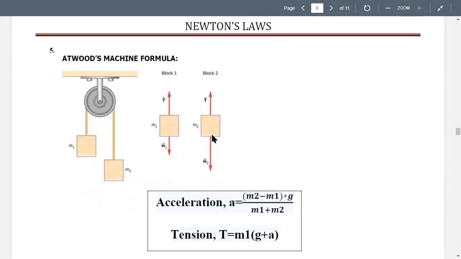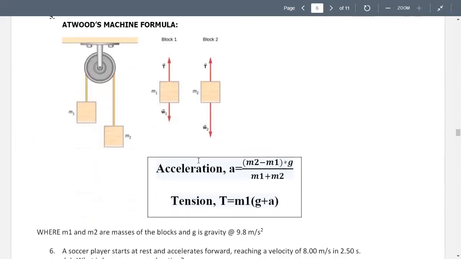So we have this Atwood's machine formula. The Atwood's machine works like this. A pulley is connected here, and then two blocks counteract the whole system. If we separate the free body diagram of the first block here with mass M1, your tension points upwards, and then the weight of the first block points downwards, and the same goes with the second block, okay?